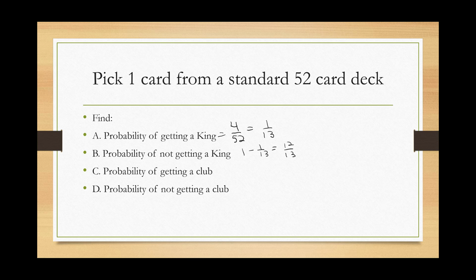Part C says, find the probability of getting a club. Well, a club has 13 cards. It starts at an ace, it goes 2, 3, 4, 5, all the way to 10, then jack, queen, king. That gives you a total of 13 out of 52, which is 1 over 4. Or you could have started with, there are 4 suits, so I have a 1 in 4 chance of pulling a club. Then the probability of not getting a club is going to be 1 minus 1 over 4, which is 3 over 4. So really nice use of the complement rule here.